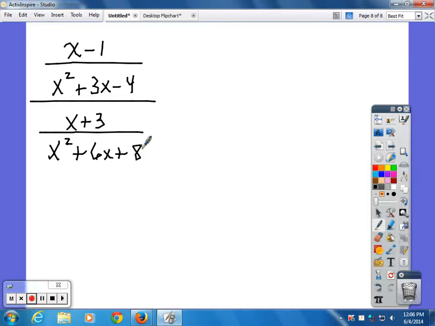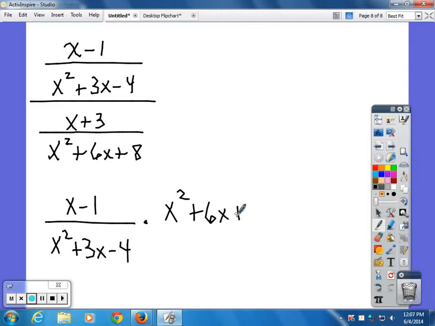Now, what do you do when you divide a fraction by another fraction? Yep. So x minus 1 over x squared plus 3x minus 4, multiplied by x squared plus 6x plus 8 over x plus 3. Now, what do you do when you have trinomials? Factor them. So let's factor them.